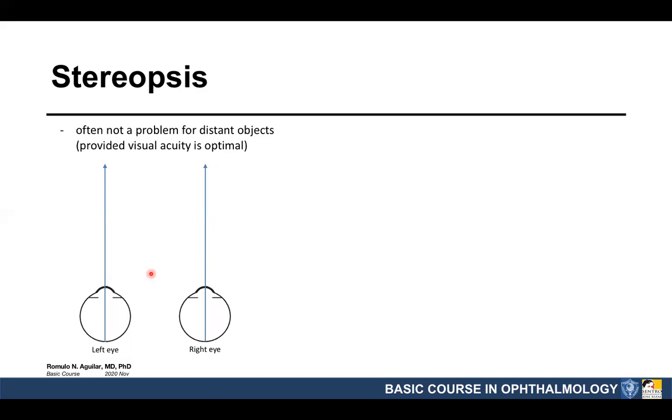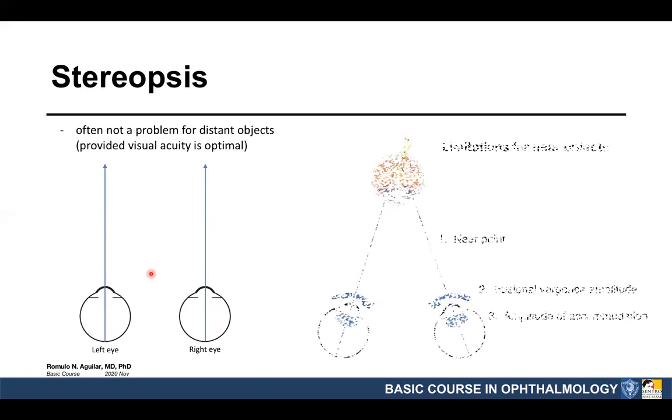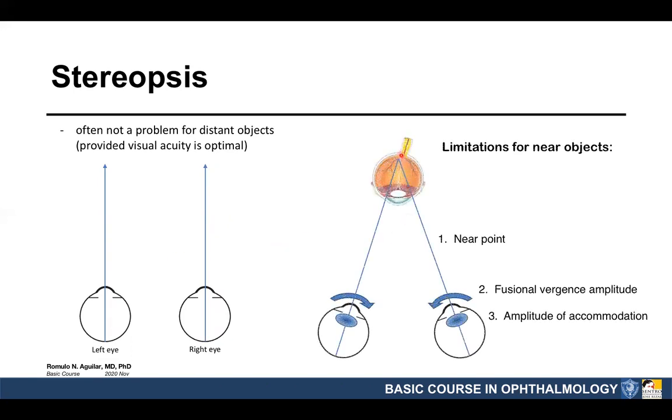Problems may arise when you try to stereoscopically see near objects, in particular if you want to see the retina stereoscopically. The limitations for looking at near objects would be three. One is the near point. We discussed that. So anything closer than 8 inches, the eye will have difficulty focusing on already. Number two is the fusional vergence amplitude. The inward rotation of the eye is limited to a certain degree. So you cannot deviate it more than is normally possible.